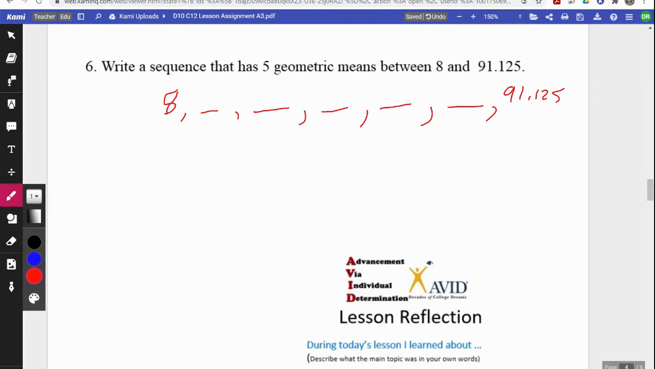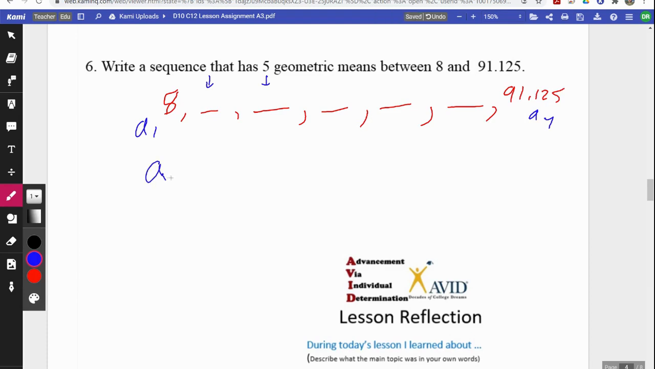All right. So I want to say that we know some things. This is a sub 1. This is a sub 7. If you count it up, that's the 7th term. And if I knew what r was, I could just use r. 8 times r would be this term, 8 times r squared would be that term, and so on. But I don't have r. We've got to find it.